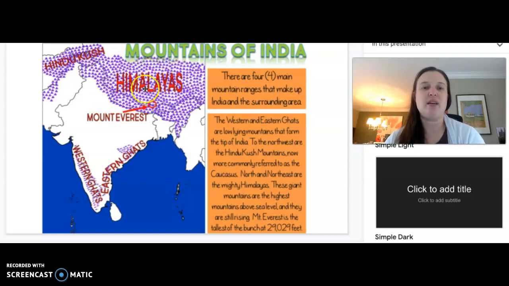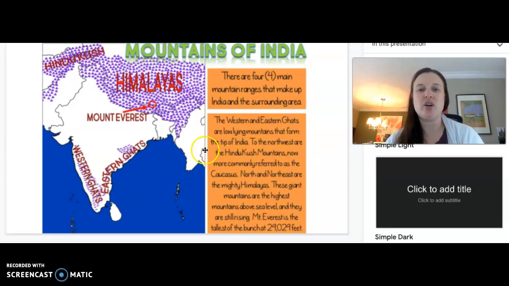So we have the Himalayan mountains here. Up to the northwest, we have the Hindu Kush mountains. Then down here along the southwestern part of India, we have the Western Ghats and then the Eastern Ghats. So those are the 4 different parts. Let's read what the text says. It says the Western and Eastern Ghats are low-lying mountains that form the tip of India. Just to pause, that means that they're not that high. They're mountains, but they're not super sharp and super high.